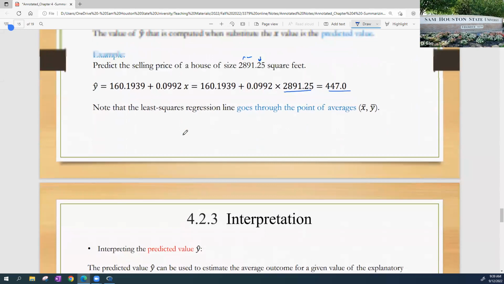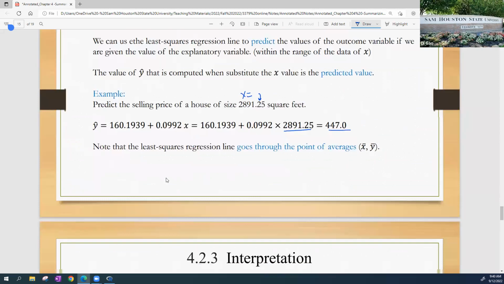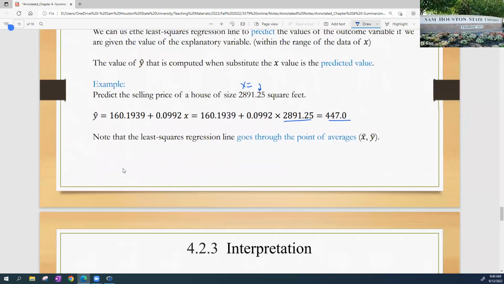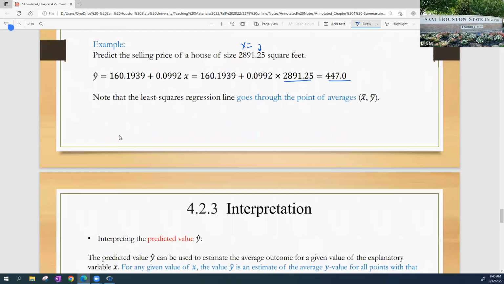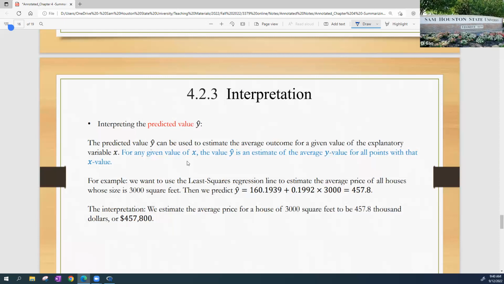4.2.3 interpretation. We have 3 interpretations here: interpretation of the predicted value y hat, interpretation of the slope b1, and interpretation of the y-intercept b0. Let's look at the first one, interpreting the predicted value y hat. The predicted value y hat can be used to estimate the average outcome for a given value of the explanatory variable x. Or we say for any given value x, the value y hat is an estimate of the average y value for all points with that x value.